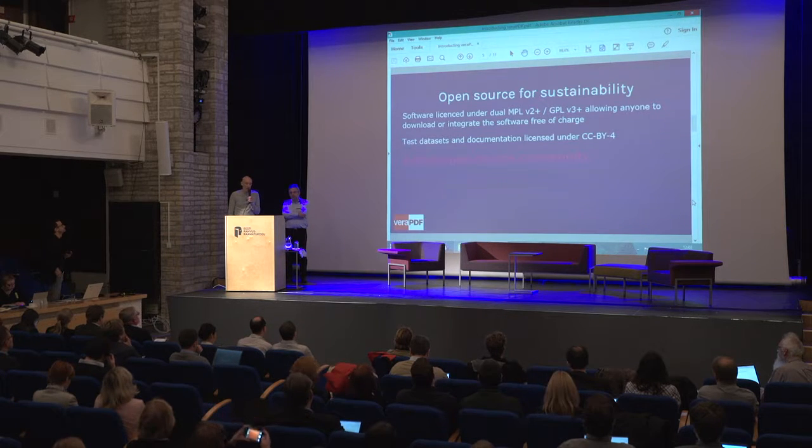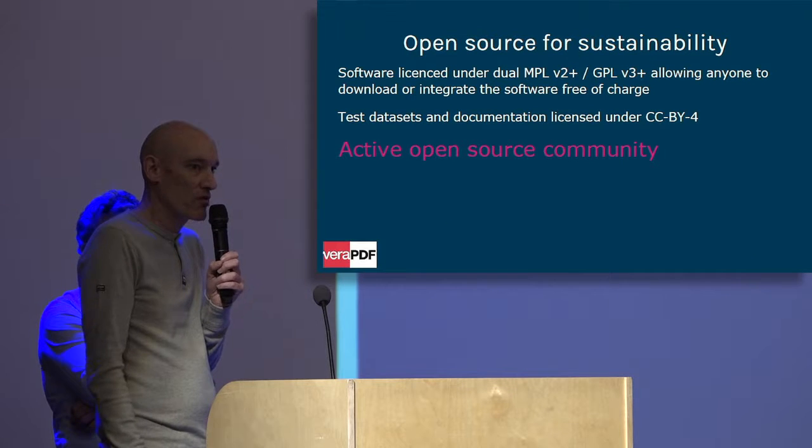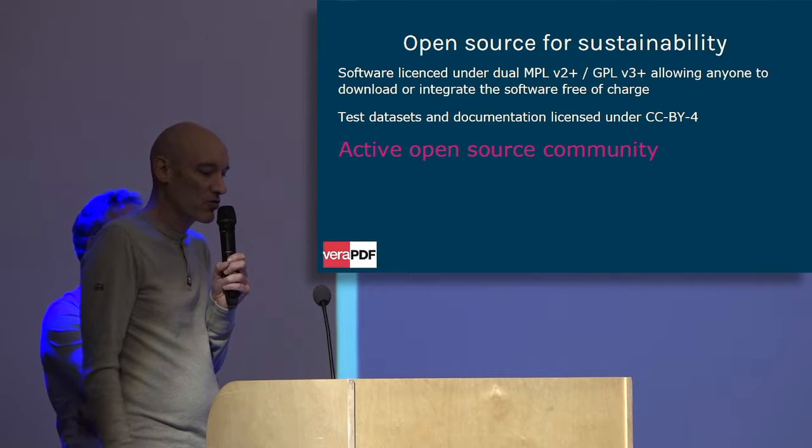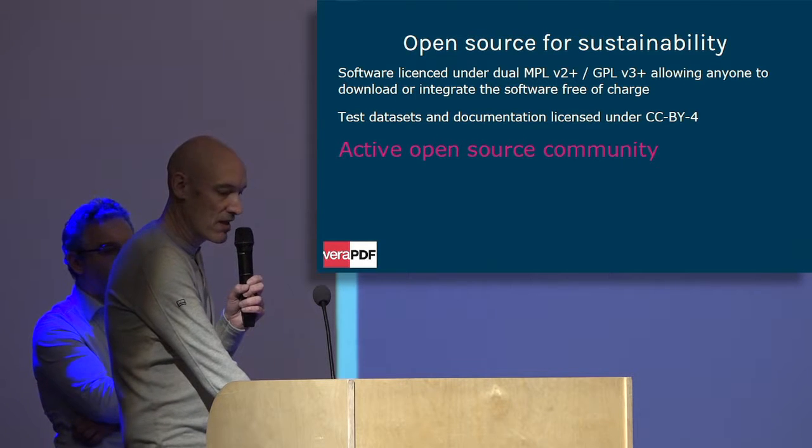And again, this has been developed as open source software under the terms of the PREFORMA licensing, Mozilla Public License and GPL, allowing anyone to use the results freely. And the test data sets and all the documentation, as again stipulated by PREFORMA, are all released under the Creative Commons license. And we have a fairly active open source community now with outside contributions, and we've certainly had an awful lot of oversight from the PDF industry.